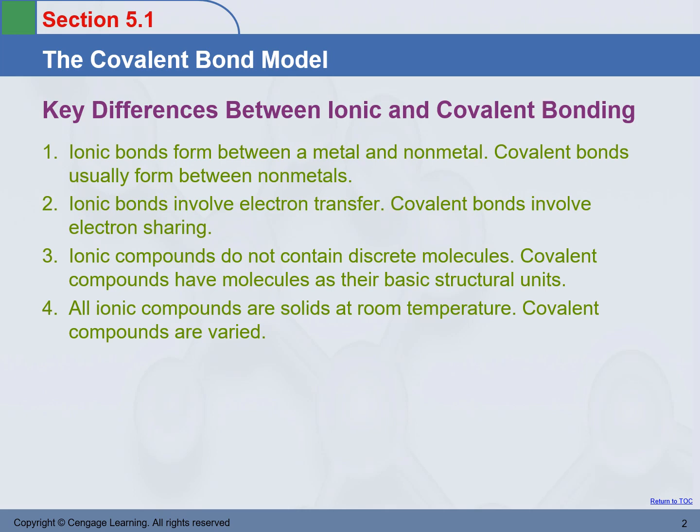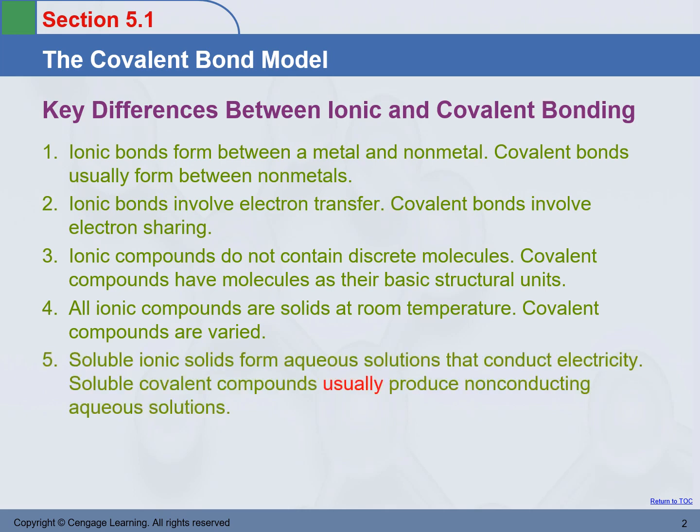Ionic compounds are solids at room temperature. Covalent compounds may be solids, liquids, or gases. Soluble ionic compounds, once they're dissolved in water, the solution are good electricity conductors. Soluble covalent compounds, however, usually their solution do not conduct electricity. Usually, there are exceptions though.